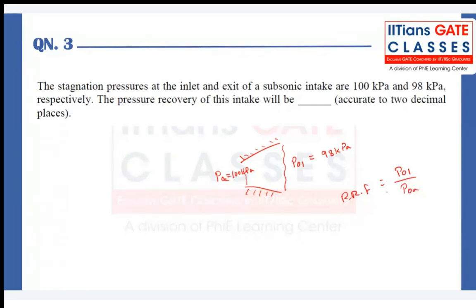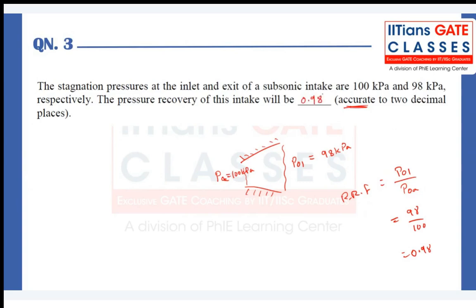Okay, so this is how we define the pressure recovery. So I have 98 kilopascal divided by 100 kilopascal. The kilopascal unit gets cancelled. So 98 by 100 is going to be 0.98. They are asking you to write it accurate to 2 decimal places. Please make sure you are putting your answer the way it is asked, right? So it is 0.98.